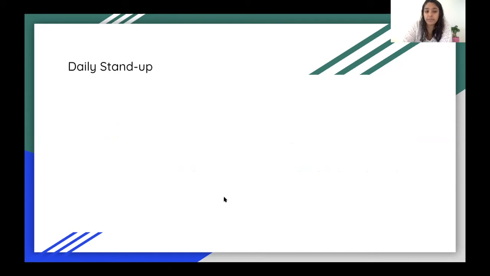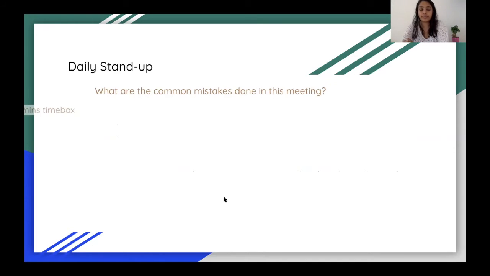Now, coming to the common mistakes, I would like to just highlight one thing. Because the daily stand-up is, at the end of the day, a really short, first thing in the day check-in, some of these points will overlap, but that's okay. That is just because each of them are interlinked in some way.